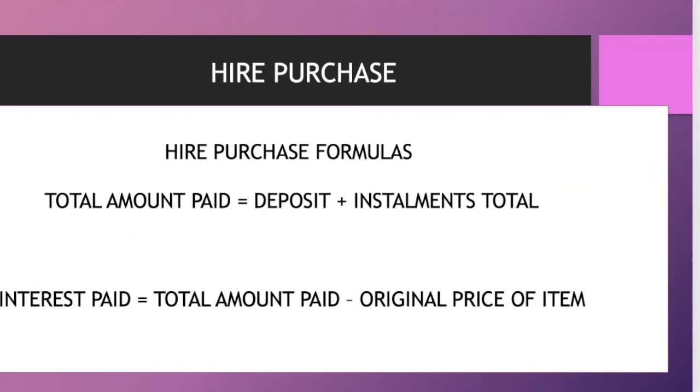Now we have some hire purchase formulas. So the total amount paid is the deposit plus the total installments. That's the hire purchase amount. So the deposit that you pay plus the total amount of installments will tell you the amount that the vendor will be getting. The interest paid is the total amount paid minus the original price of the item. That is how you know the interest that the vendor is getting.